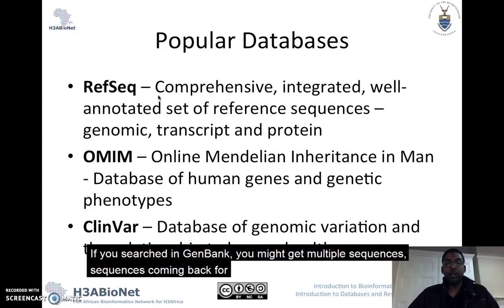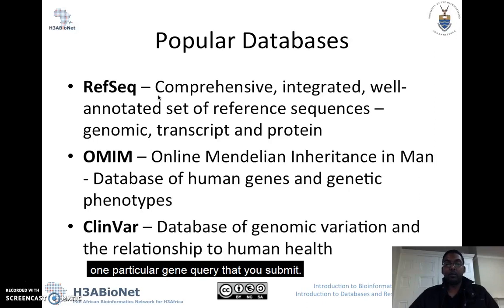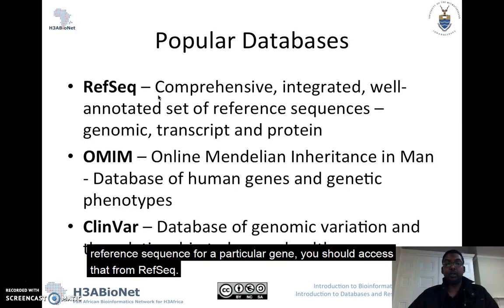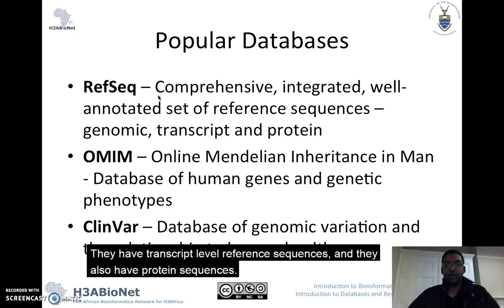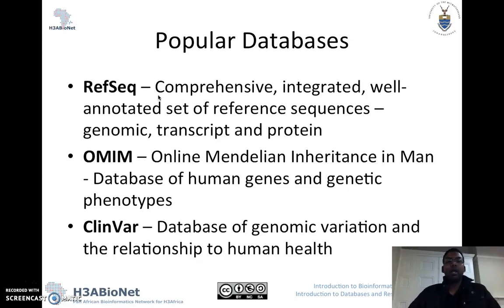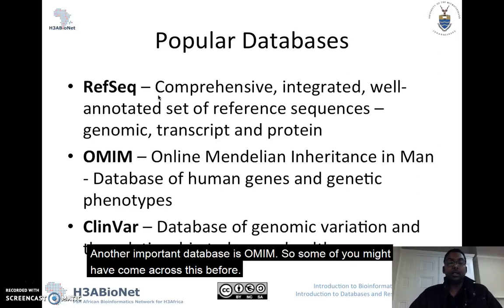If you search in GenBank, you might get multiple sequences coming back for one particular gene query that you submit. But if you want the most comprehensive, well-established reference sequence for a particular gene, you should access that from RefSeq. In RefSeq, they have genomic reference sequences, transcript level reference sequences, and they also have protein sequences. Okay. Another important database is OMIM.